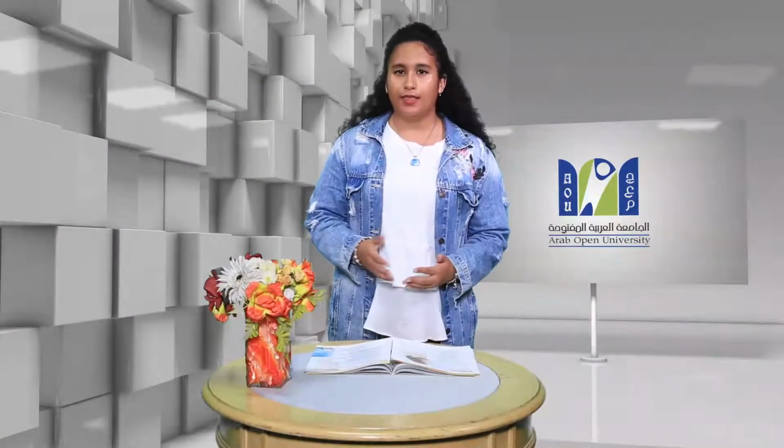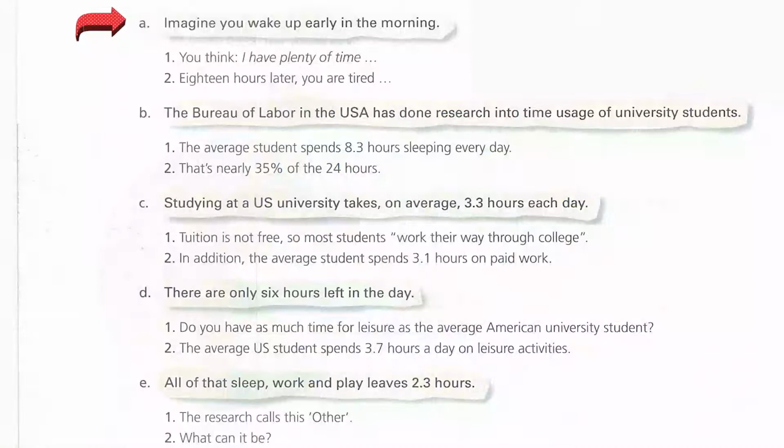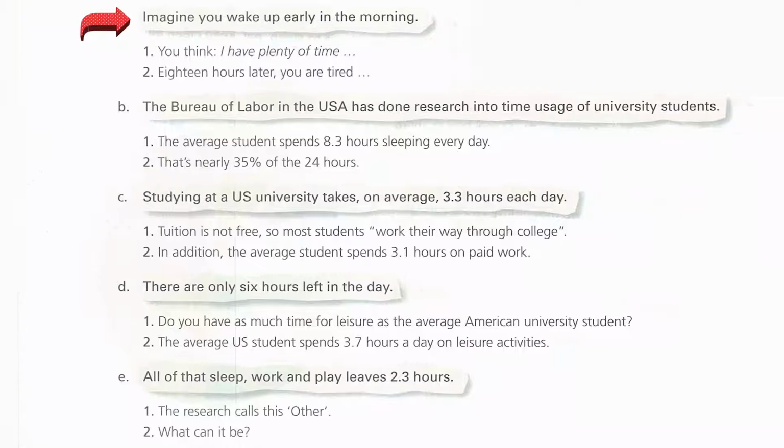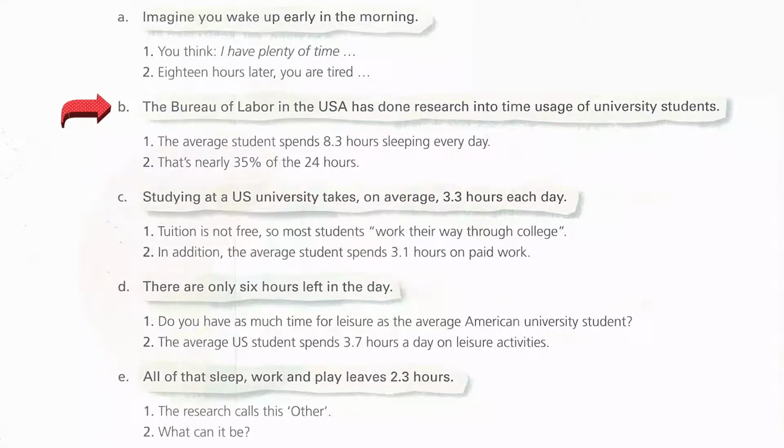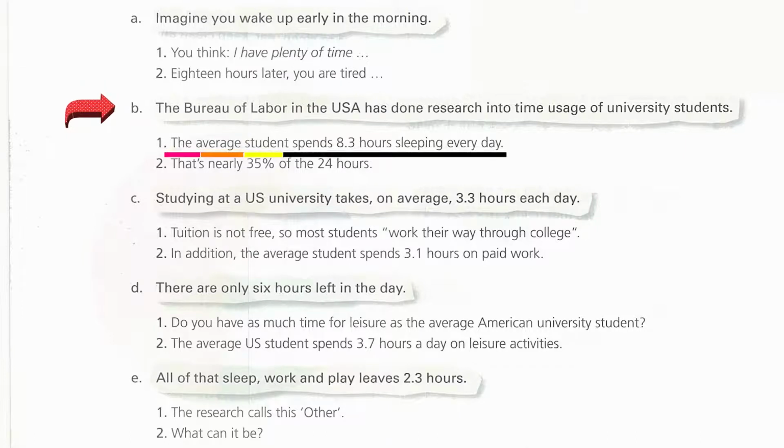Now let's read the topic sentences on your screen together and let's match them with either 1 or 2 sentences of each case. Number A, imagine you wake up early in the morning. You think I have plenty of time? Number B, the Bureau of Labor in the USA has done research into time usage of university students. The average student spends 8.3 hours sleeping every day.